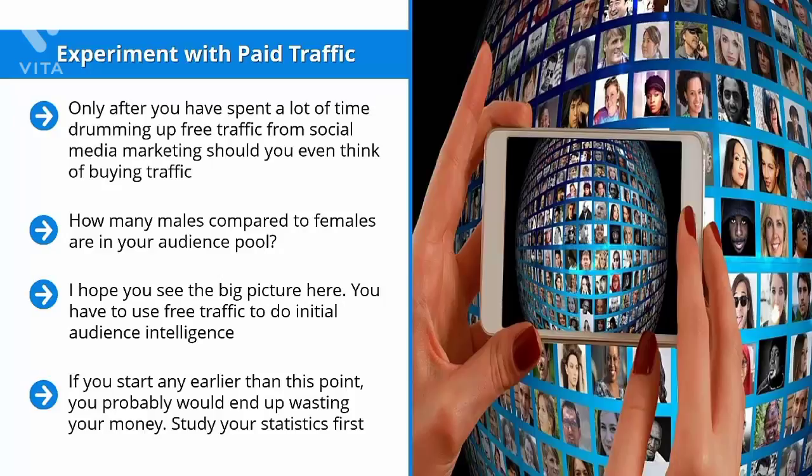If you start any earlier than this point, you probably would end up wasting your money. Study your statistics first. Pay close attention to audience patterns. Take out ads based on these patterns.